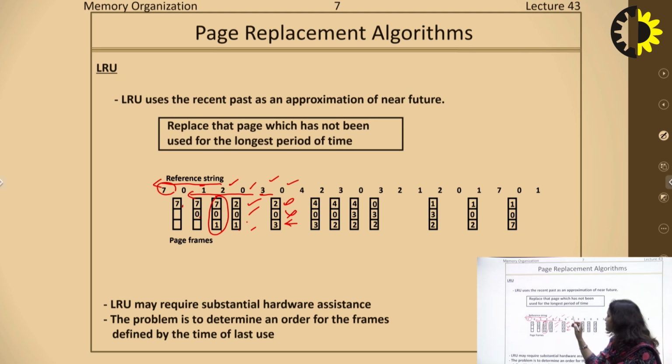Now again we have 0. 0 is already in the memory, so we have a page hit. Then we have a 4. 4 needs to be checked against its past. Which one is far away? 0 is nearest, so 0 cannot be replaced. Then behind 4 we have 3, and again 3 cannot be replaced. Then we have 2, which is farthest from the 4. So we need to replace this 2 and insert the 4 over here. And so on, we will follow the same process.